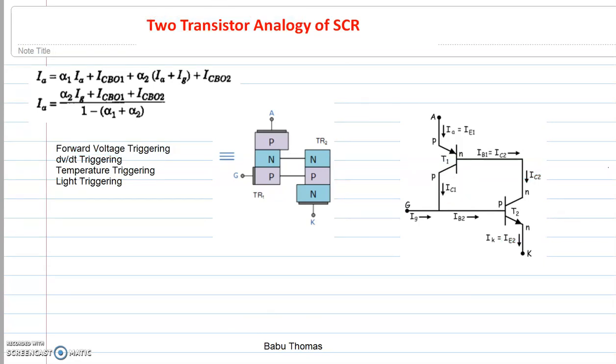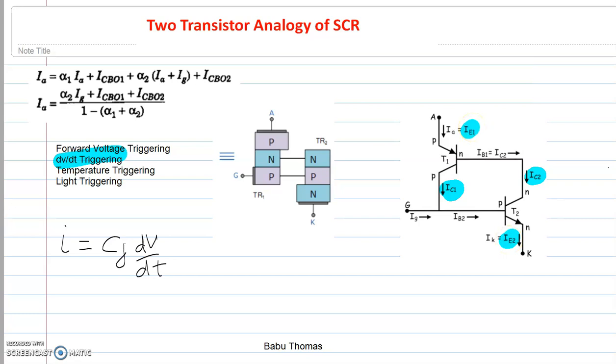Now we will see how the two transistor analogy can be used to explain the dV by dt triggering method. In the dV by dt triggering method, you give the voltage across the anode and cathode with the gate circuit in the open condition. Therefore, we can write the current I as Cj into dV by dt, where V is your anode voltage. This charging current across the junction J2 is nothing but the collector currents IC2 and IC1. So this again induces emitter currents I1 and I2 in the transistors T1 and T2.